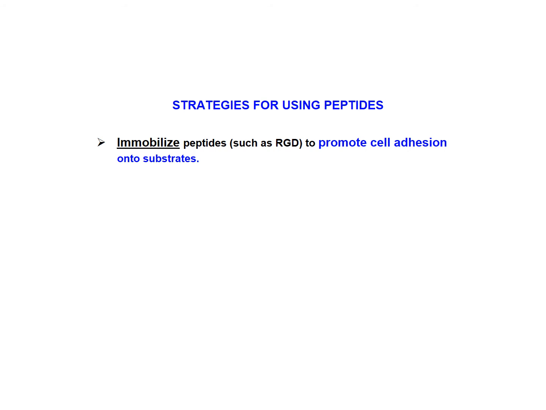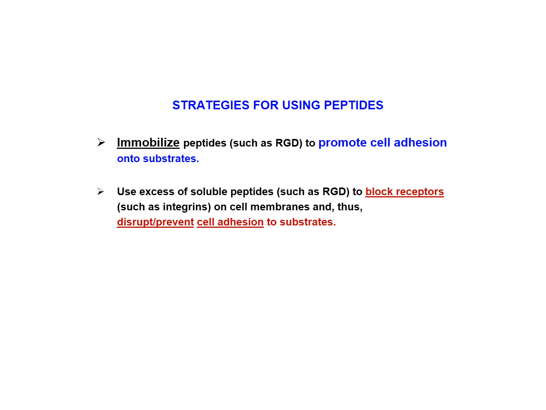Chemical procedures were used for this purpose, not only to immobilize the peptide on the surface of a specific material, but also to maintain the bioactivity of that peptide in order to assure the subsequent adhesion of cells on that substrate. Another way that peptides were used is the following.